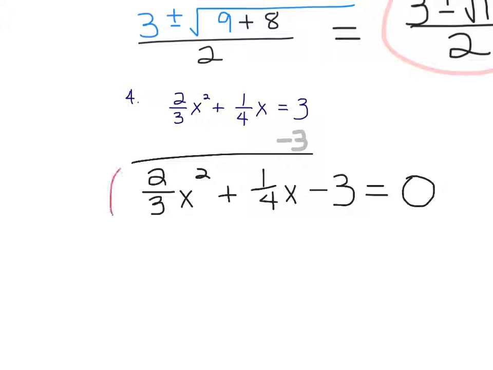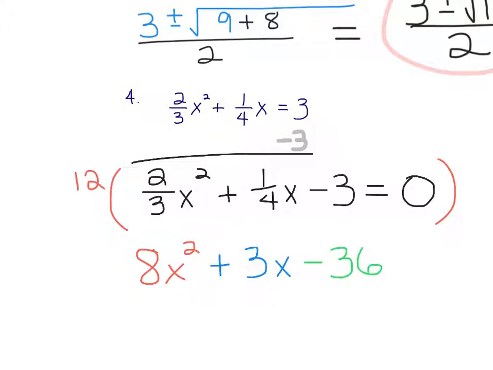I am going to multiply the entire equation and get a common denominator of 12. Once I have the common denominator, then I don't write it anymore. So when I multiply or try to change my 2/3 x squared, notice that it'll simplify with the 3 to a 4, so this becomes 8x squared. Then for my b term, 12 times 1/4 is going to be 3x, and then 12 times -3 gives me -36.